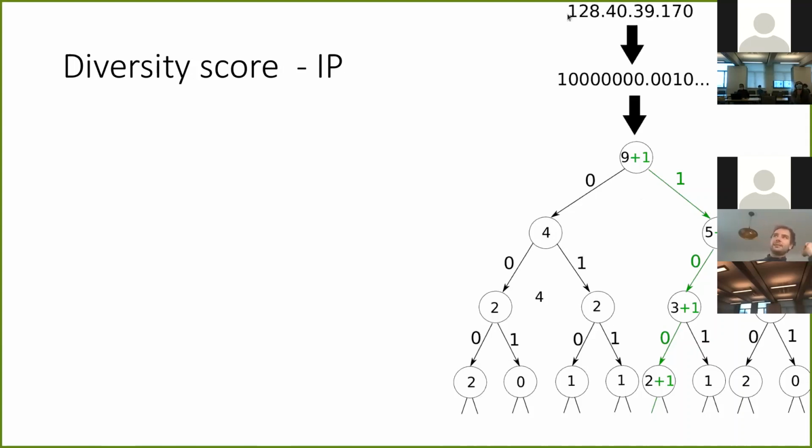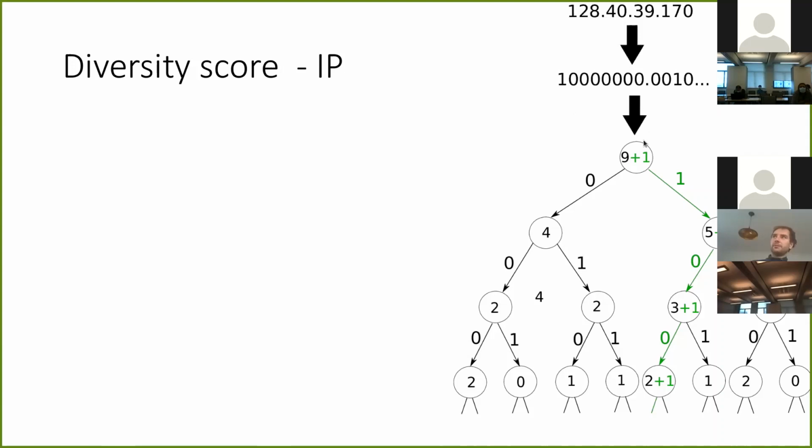So when I want to add a new IP address to my table, I take this IP address and write it in binary format. So here 128 is translated to 10000000, so 7 zeros. And then we just translate every single component like this. And then I take it bit by bit, and I traverse this tree based on the edges.